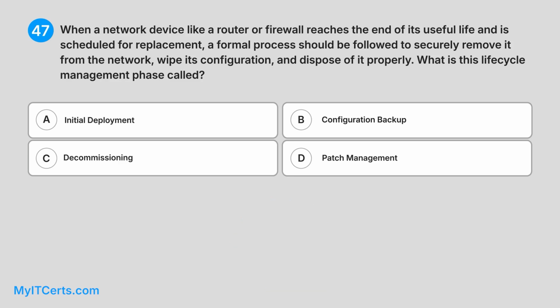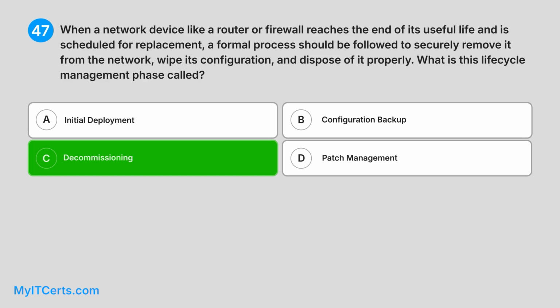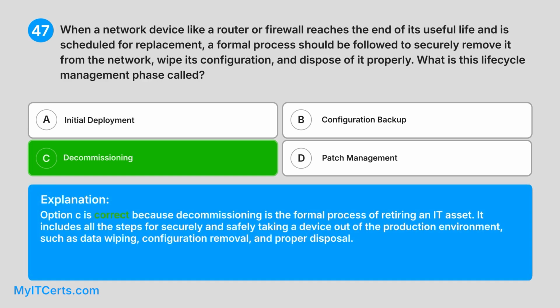Correct answer. C. Decommissioning. Explanation. Option C is correct because decommissioning is the formal process of retiring an IT asset. It includes all the steps for securely and safely taking a device out of the production environment, such as data wiping, configuration removal, and proper disposal.